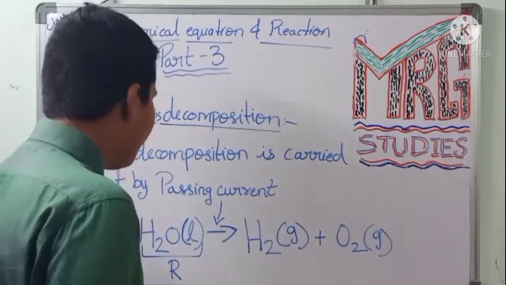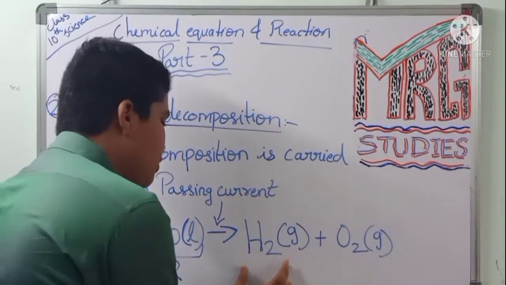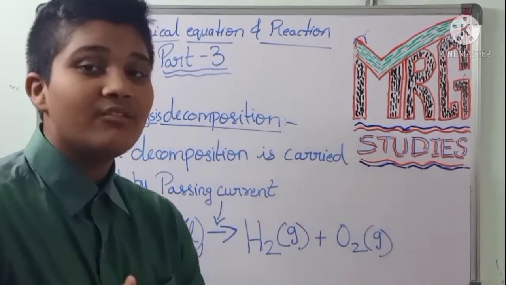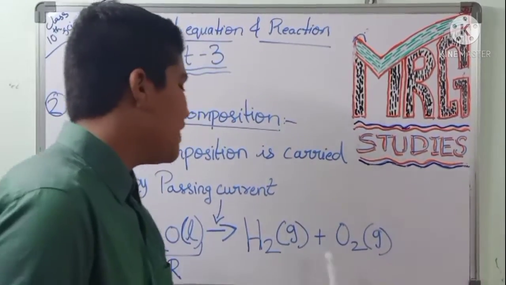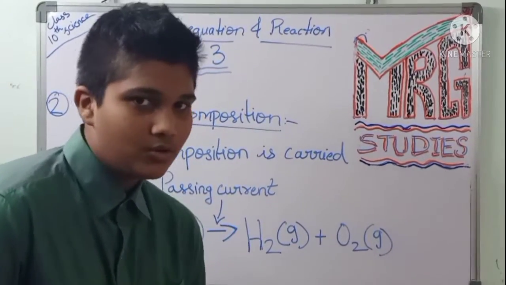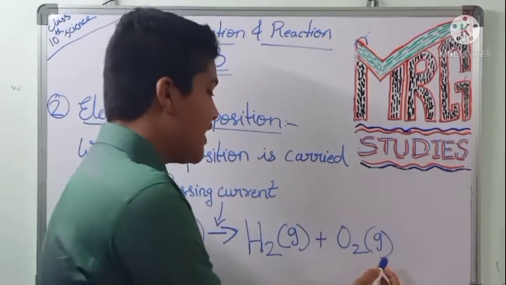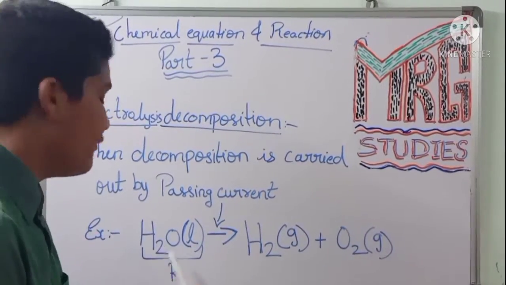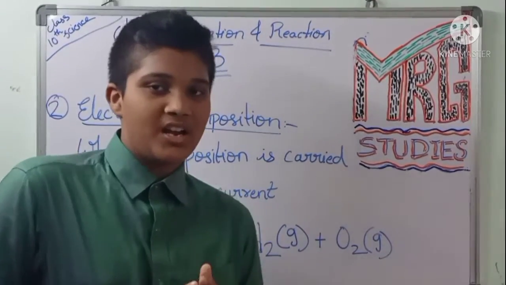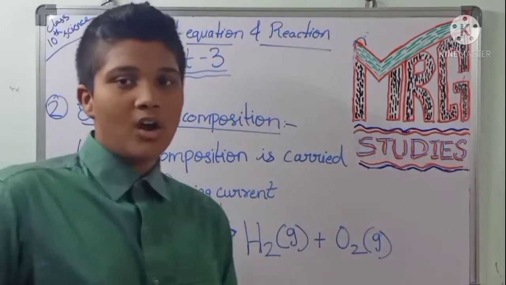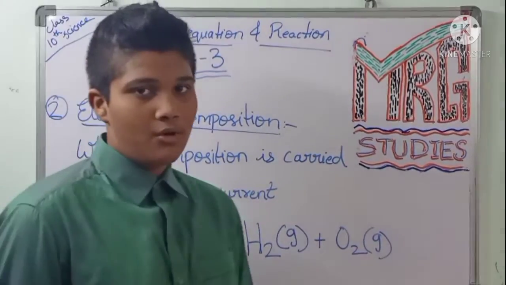After doing the chemical reaction by current, H2 and O2 will separate. H2 means hydrogen and O2 means oxygen. This hydrogen and oxygen will separate. Hydrogen is a gas and oxygen is a gas. This hydrogen oxide underwent a chemical reaction because of current, so it split into new substances. That is called an electrolysis decomposition.